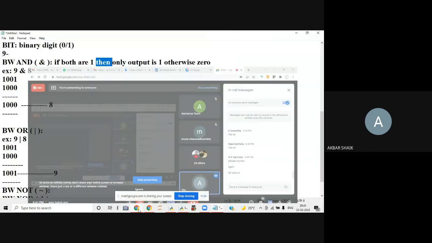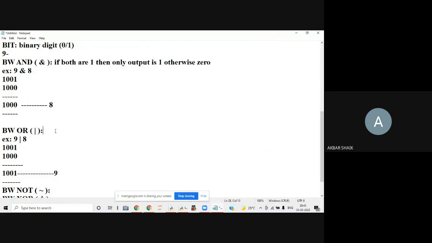Bitwise OR is also the same. It is similar to your logical OR. In logical OR, when do we get the output true or false? If both are false, and false means 0 here, if both are 0, then only the output is 0. Otherwise the output is 1.